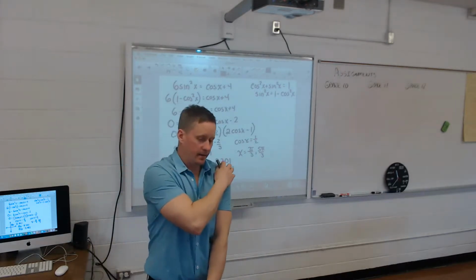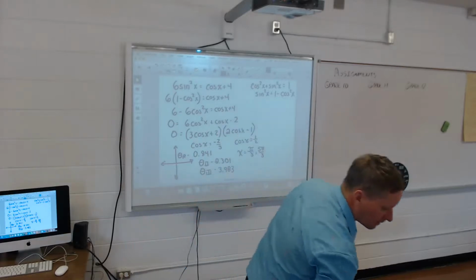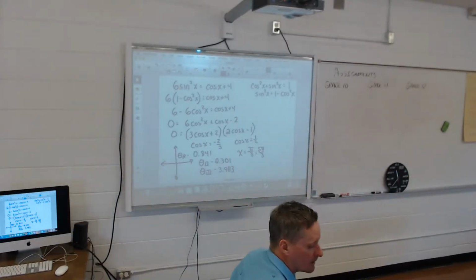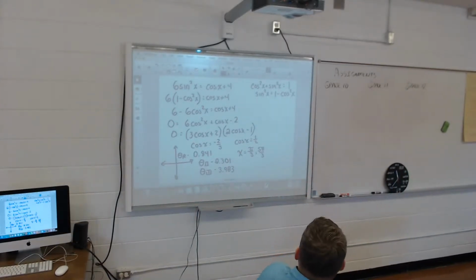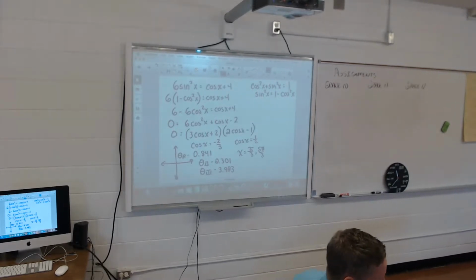So that is the question with the most amount of work that you're going to have to do. Because number one, you've got to use an identity. Number two, you have to factor. Number three, you have to find the unit circle values or use your calculator to do it. So there's a ton of work in these questions.